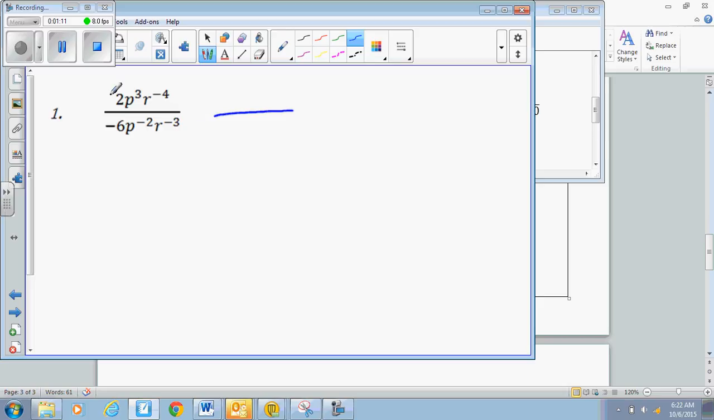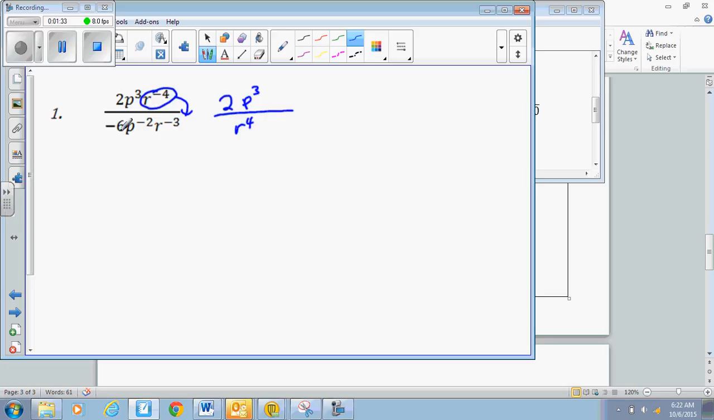So I'll start with the 2. The 2 is a positive exponent, so that's 2, because that's 2 to the first. And p to the third, 3 is positive, so that's p to the third here. And r to the negative 4, since that's a negative exponent, will come down to the bottom of the fraction. So on the bottom, I'm going to put r to the fourth, positive.